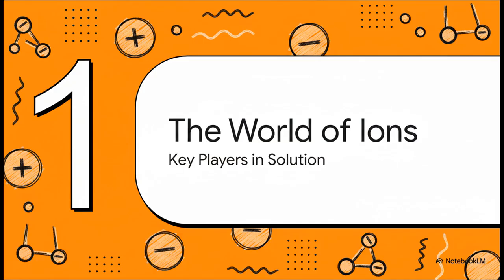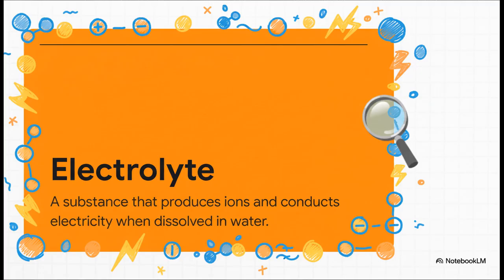To really get a handle on this dance, we've got to meet the dancers, right? So let's start with the key players in any solution, the ions and the stuff that makes them. Okay, so our main characters are these things called electrolytes. When you dissolve one in water, it basically shatters into ions. Those are just tiny particles with an electrical charge. And because of those charges, the water can now conduct electricity. Electrolytes are what turn plain old water into a live circuit.